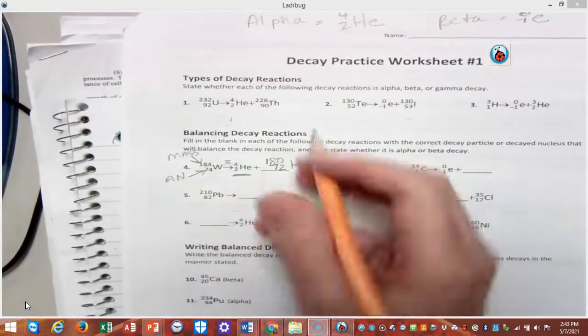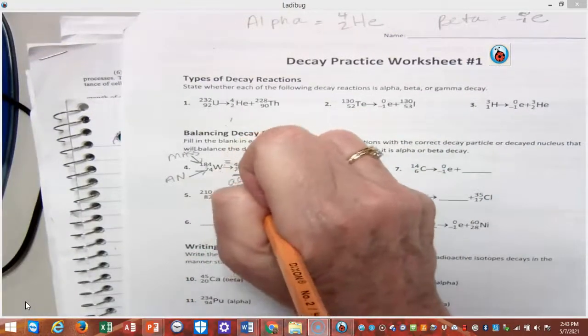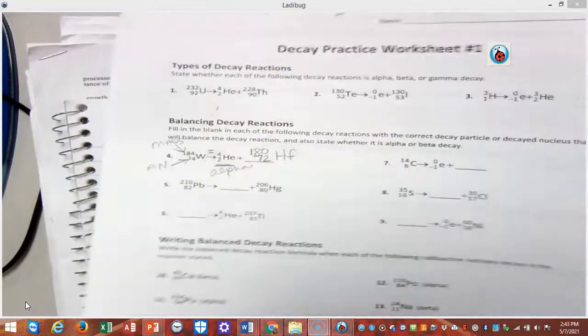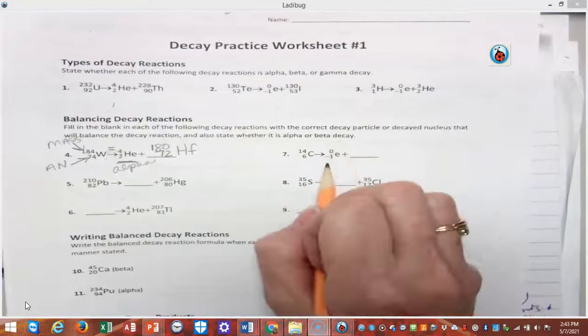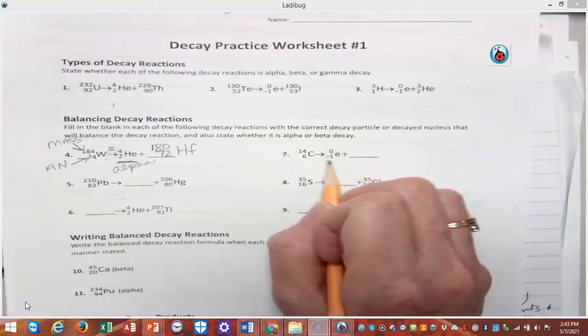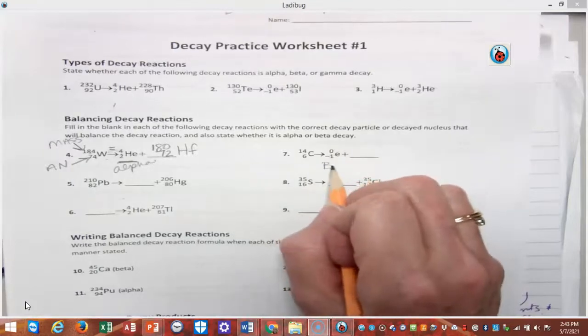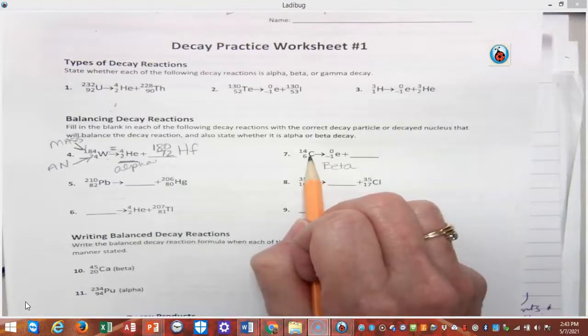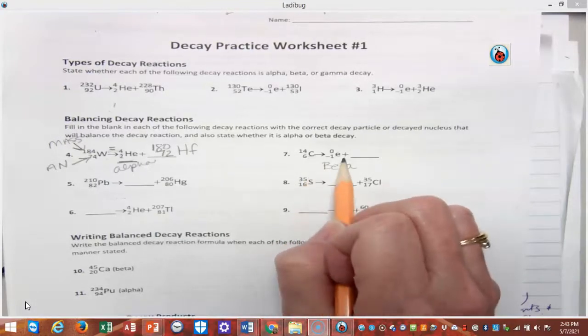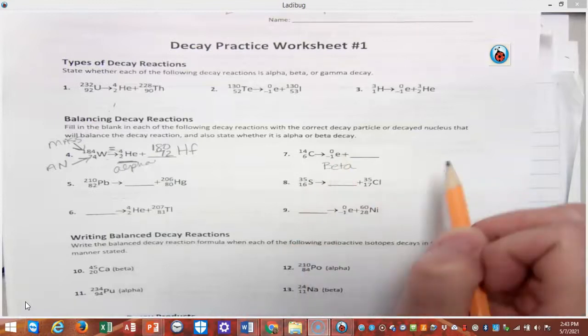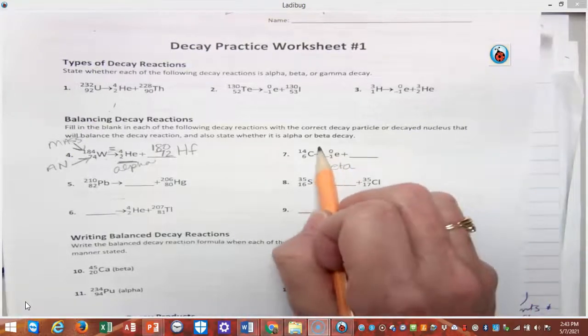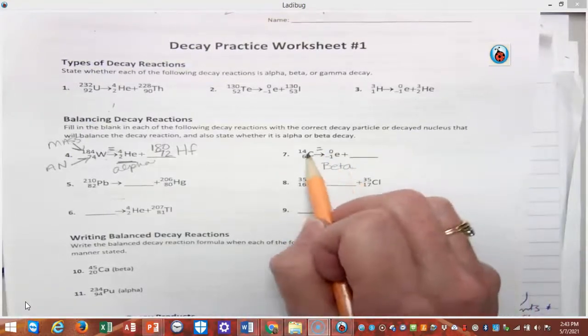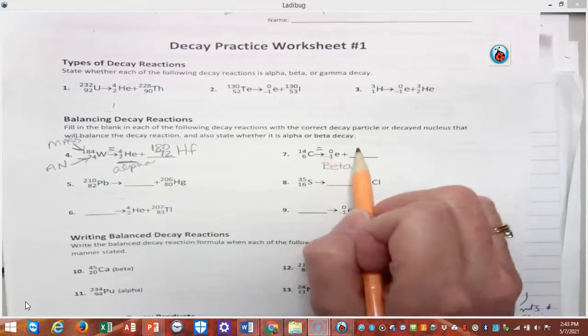All right, and by the way, when you're looking at that, what kind of reaction is that? Alpha, right, because we see helium nucleus. On this one, though, what do we see? We see that electron emission, so that's going to be beta. And what's happening here? We have carbon, and he's going to undergo beta decay, and he's going to release an electron plus what? Well, again, let's think of it as a math problem. 14 equals 0 plus what?